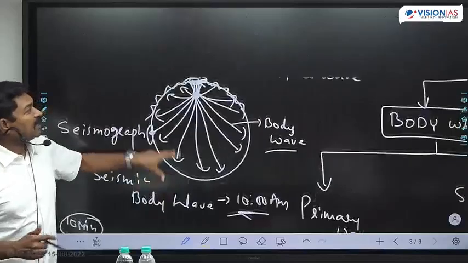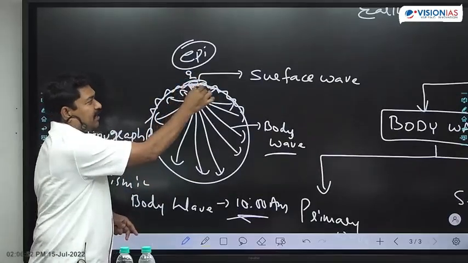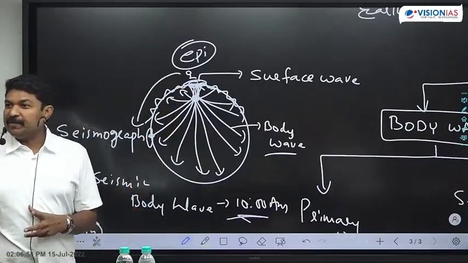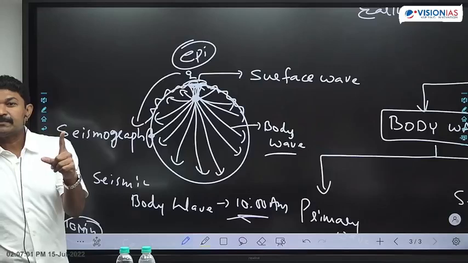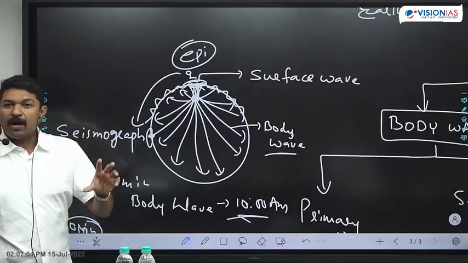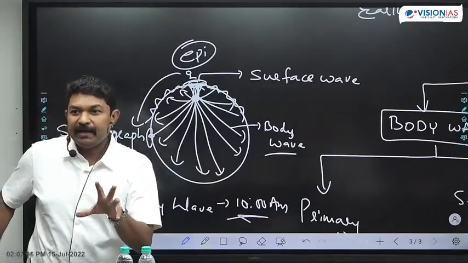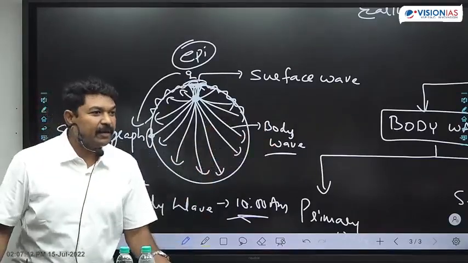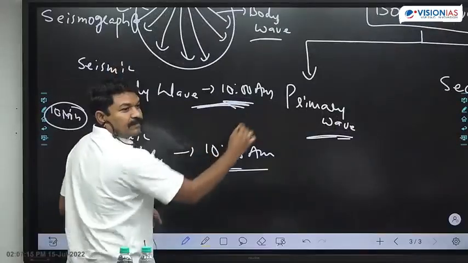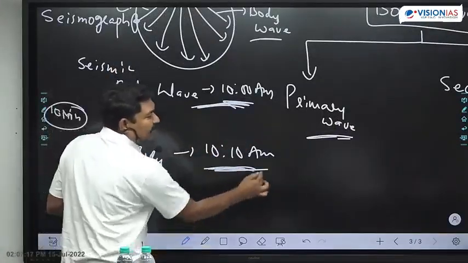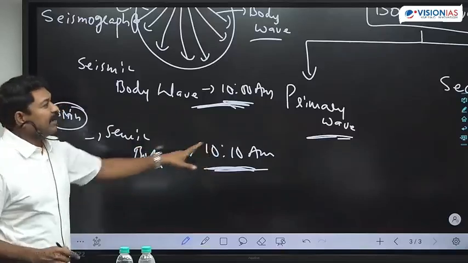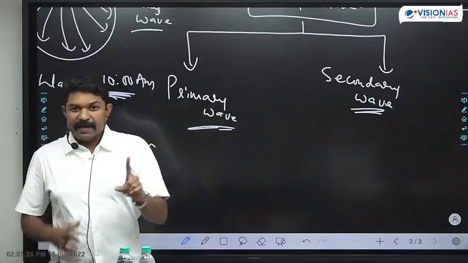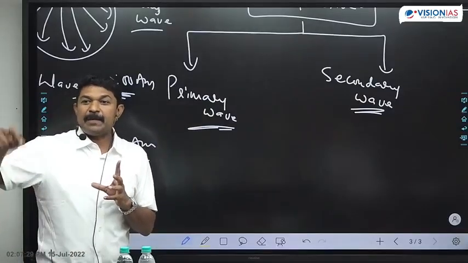When these people asked the fellows present at the focus, at the epicenter, whether any other earthquake happened after 10 minutes, they said no, there was only one earthquake. Meaning that one earthquake is not sending just one wave. In fact, from the same point, two different types of waves are coming. One reached first. After a certain time gap, another wave reached, which is called the second wave. Therefore, they named them the primary wave and the secondary wave. One earthquake sends both the primary wave and the secondary wave.